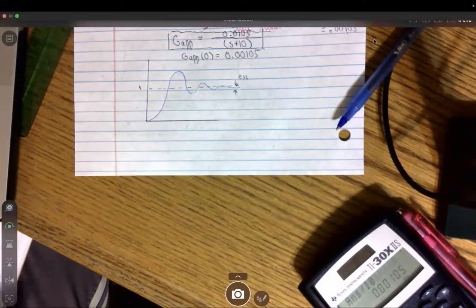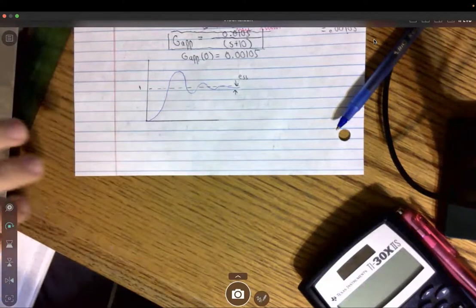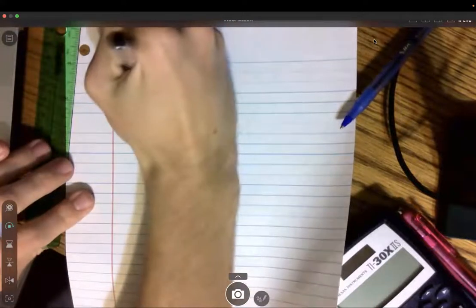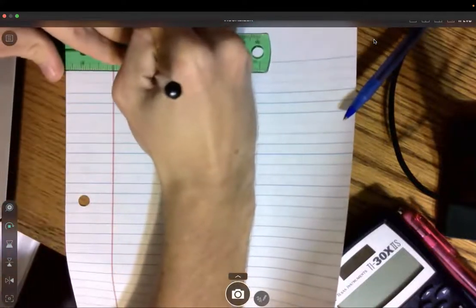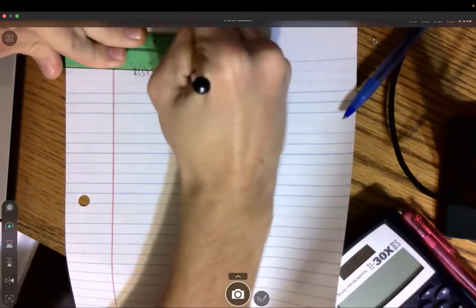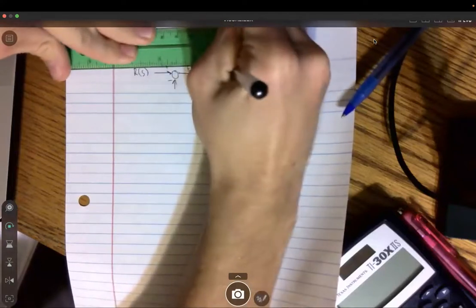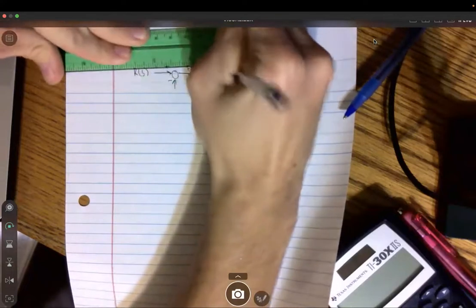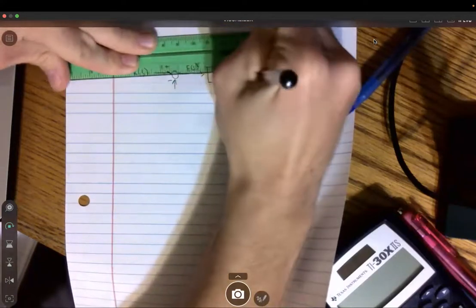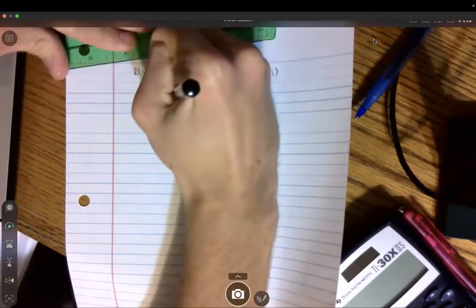And so what we're going to see here is for a unity feedback system, which we're going to be going over. The unity feedback is R of S here, and that's our input, of course. Then we have it going through, and we have our error, which is E of S. Then we have the transfer function G of S. And then we have the output C of S.